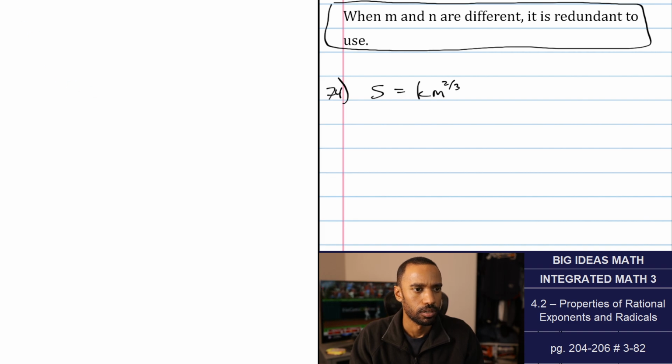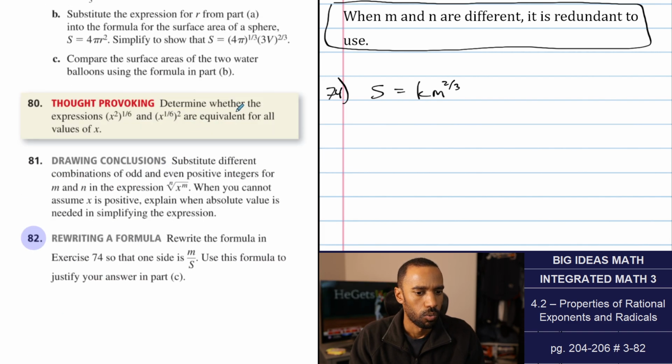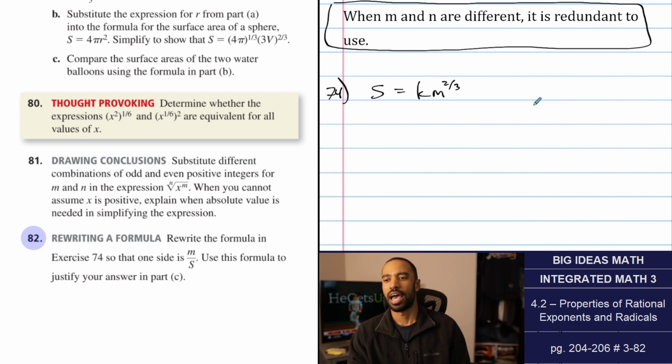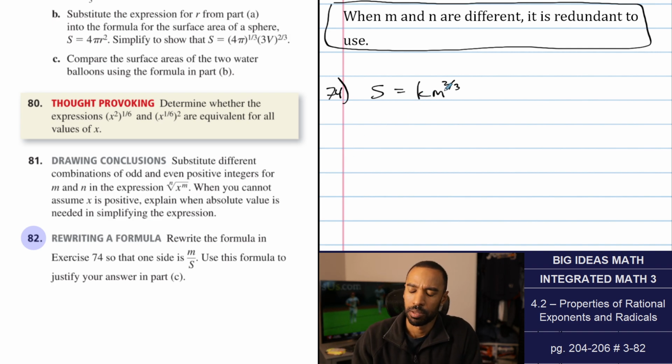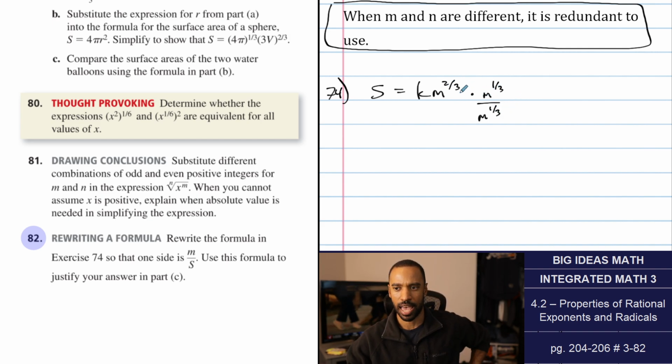Whoops. I lost my screen. One side is m over s. That means that you need... I'm not sure I get it. Can I do this? Can I do times? Basically, I'm doing rationalization without it involving the denominator. I need to find a way to turn one of these things into m, basically.